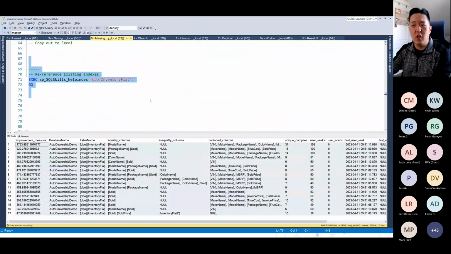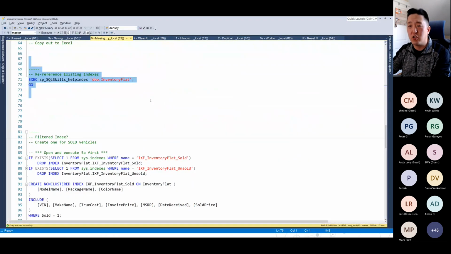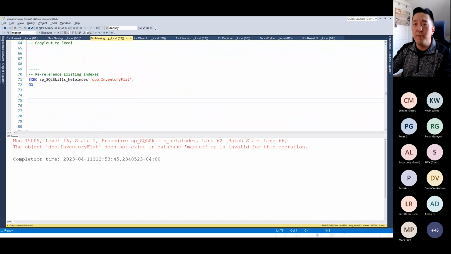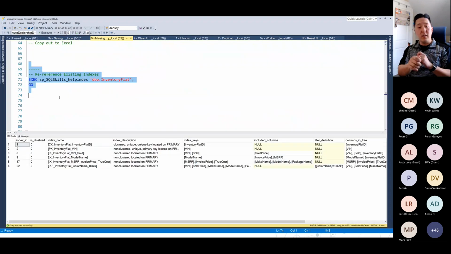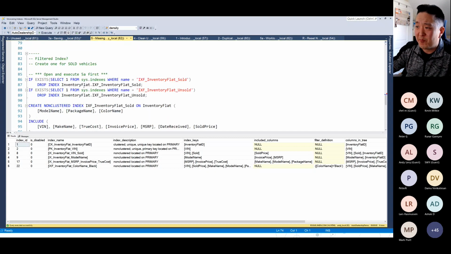And of course, as I'm going along, I'm going to want to refer back to the existing non-clustered indexes as well. Are there existing non-clustered indexes that I can combine with a missing index recommendation to potentially consolidate those as well, right? So that's something to be very mindful of. So you want to kind of do that as well.